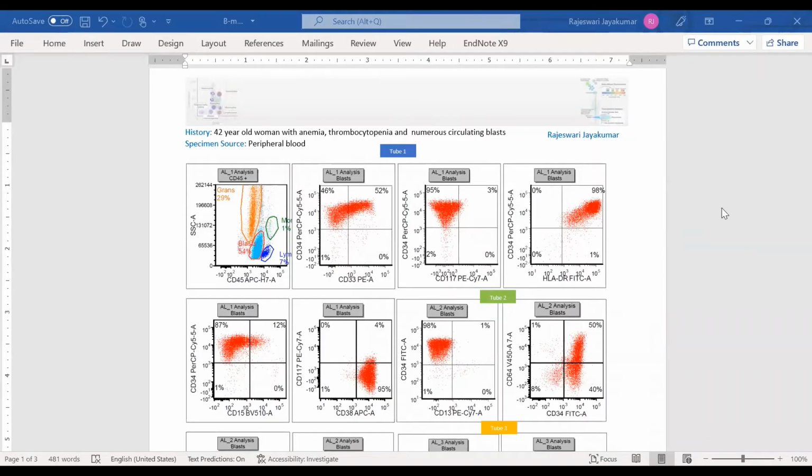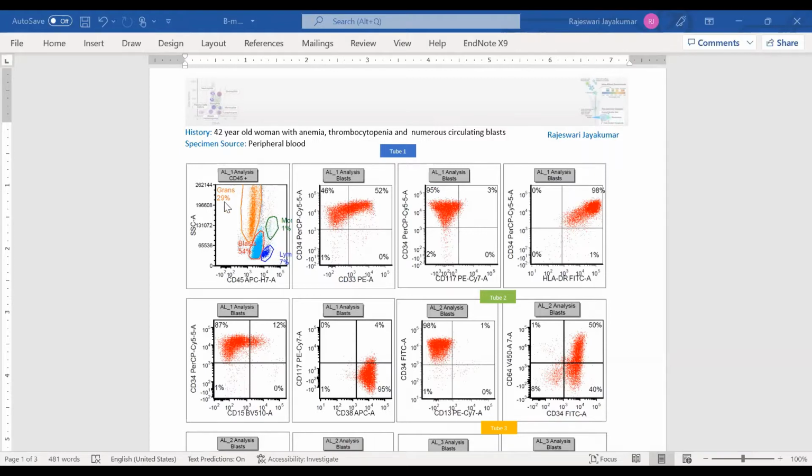Hello everyone. We are now going to go over the flow cytometry plots from the peripheral blood of a 42-year-old woman who presents with anemia, thrombocytopenia, and numerous circulating blasts. Let's start with CD45 versus side scatter. We have a population that expresses bright CD45 and dim side scatter, consistent with lymphocytes.